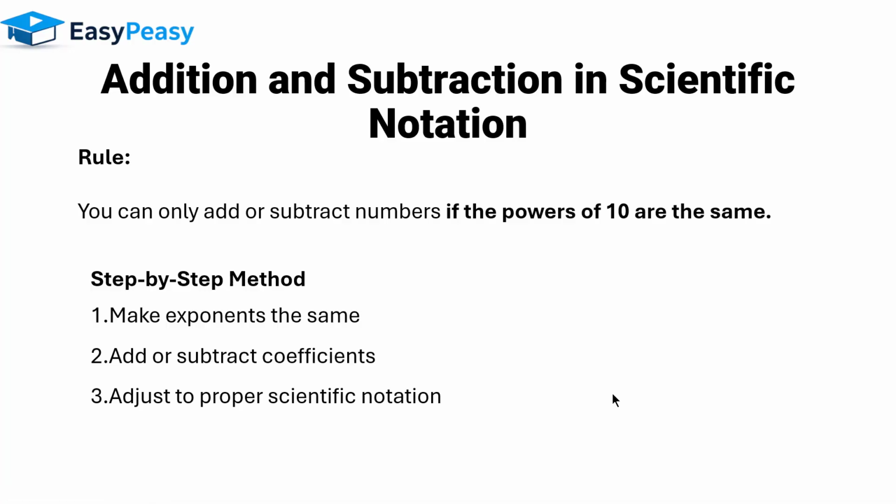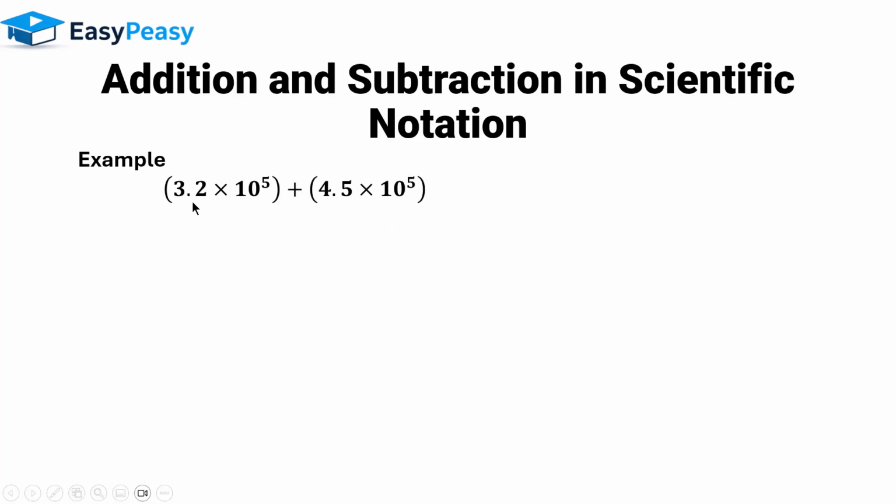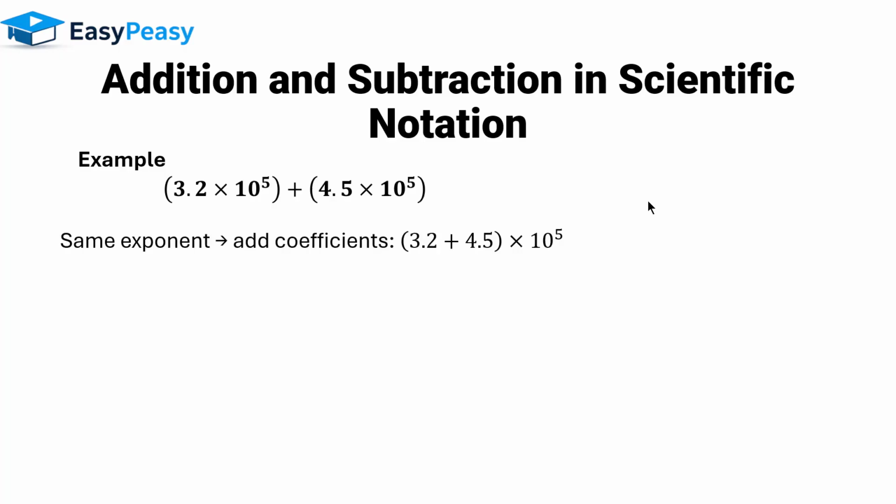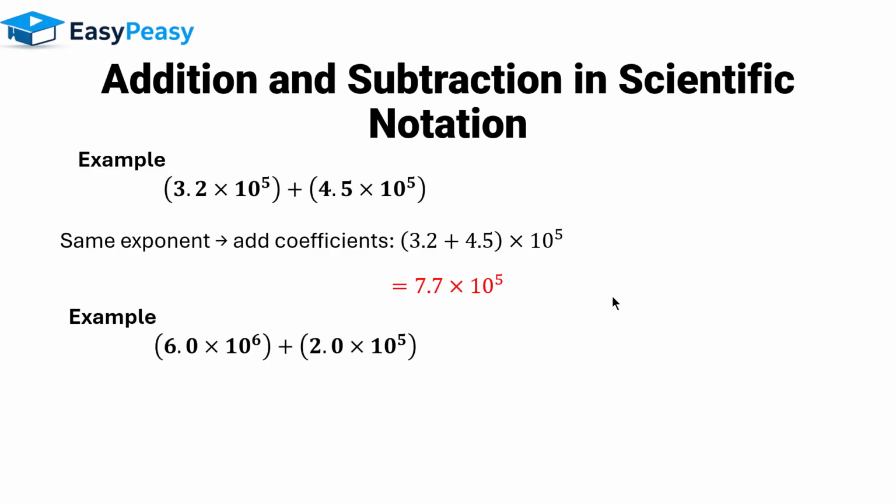Let's take an example. This is the example that we are going to take. Right now, the exponents in both values are the same, that is 5. So the first step is already done. We just add 3.2 with 4.5, and the answer will be 7.7. The exponent stays the same and comes with the 7.7. Let's take another example. This time, try to solve it before I solve it. You can pause the video anytime before I give the answer.